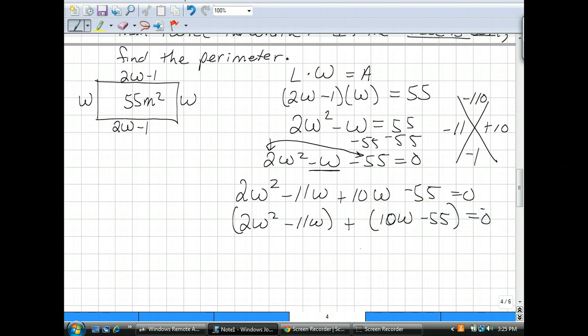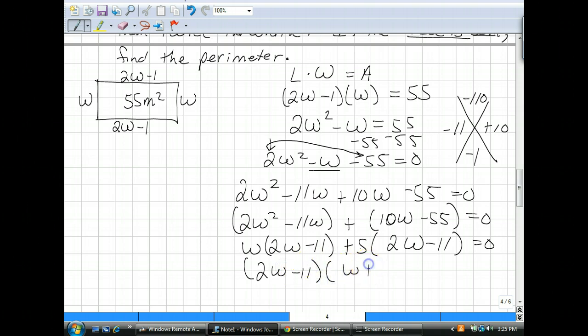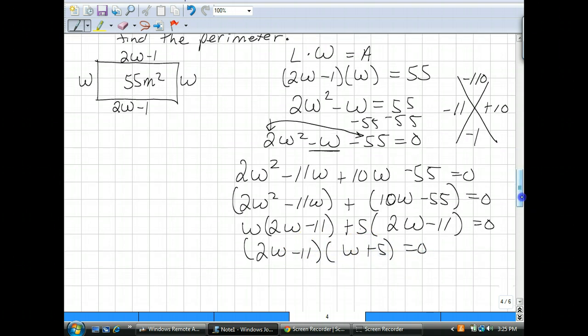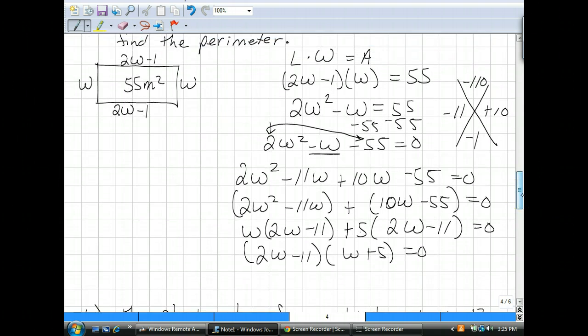The common factor here is w. The common factor in the second parenthesis is 5. Now our common factor is 2w minus 11, so that leaves us w plus 5. So we have it completely factored. Set each factor equal to 0. Solve for w.